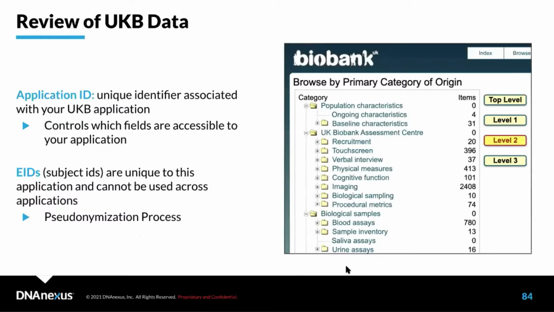So just a quick review about the UKB data. Remember, when you're applying for UKB data, you're applying with an application, and you are requesting a set of fields. When you are accepted, your application is going to have an associated application ID. This is a unique identifier associated with your UKB application. And that application ID is the controller of which fields are accessible to your application.